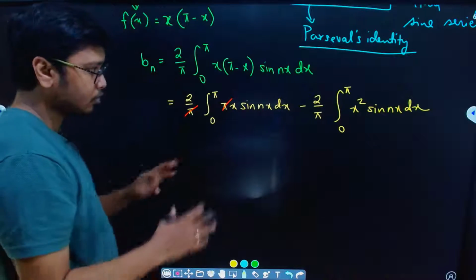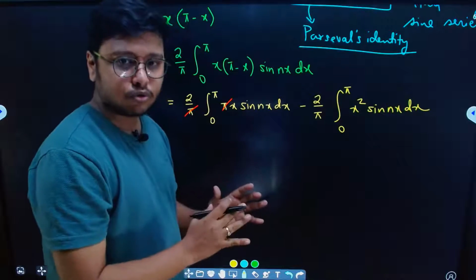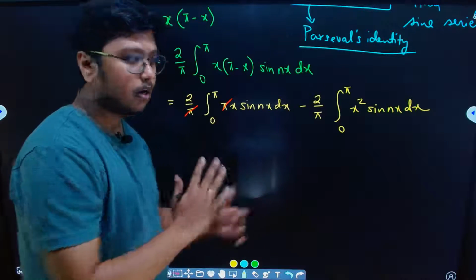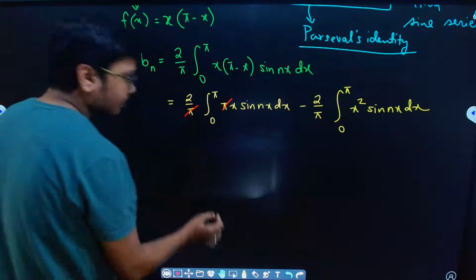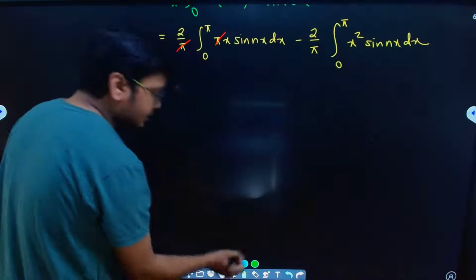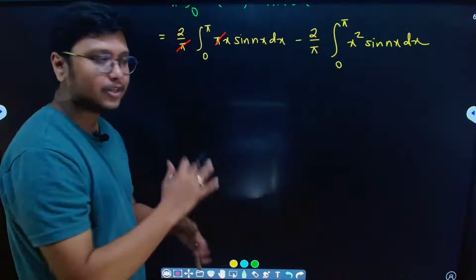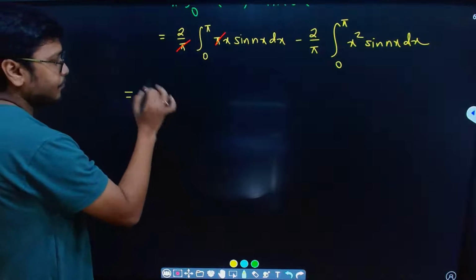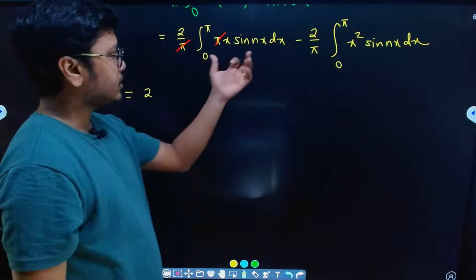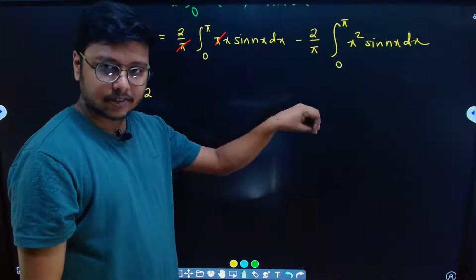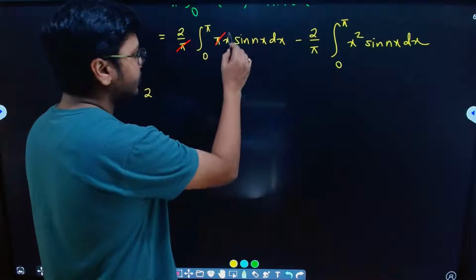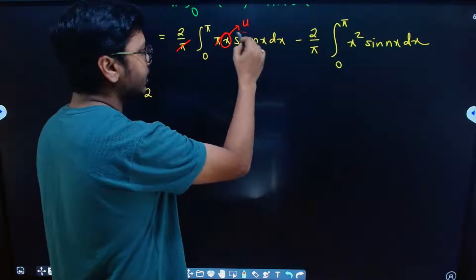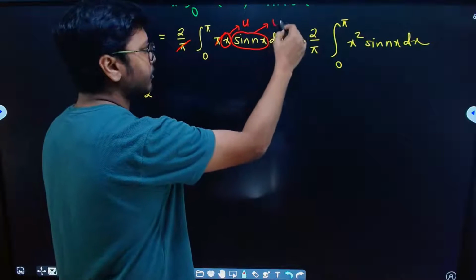Those of you who are not used to using this formula, look at this part closely. This way of doing by parts is much easier and you will avoid making mistakes. First of all you just need to figure out what is the u function and what is the v function for the by parts. Obviously this x is the u function and sine nx is the v function.